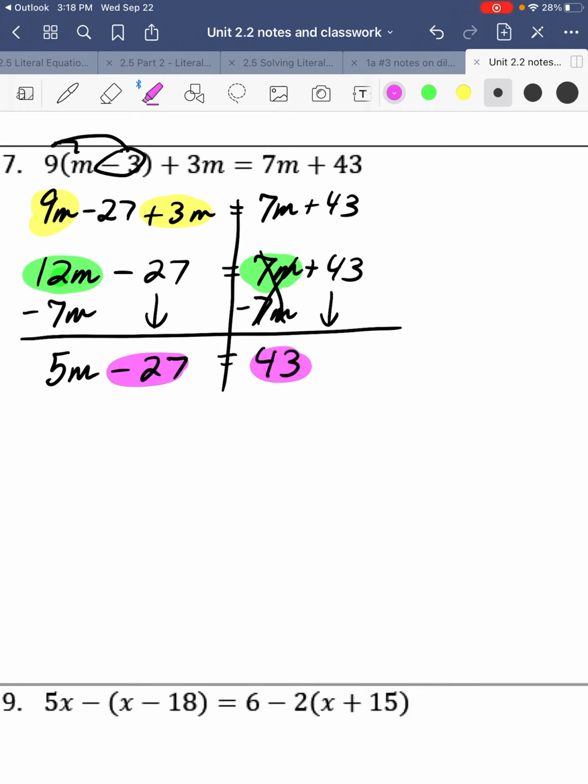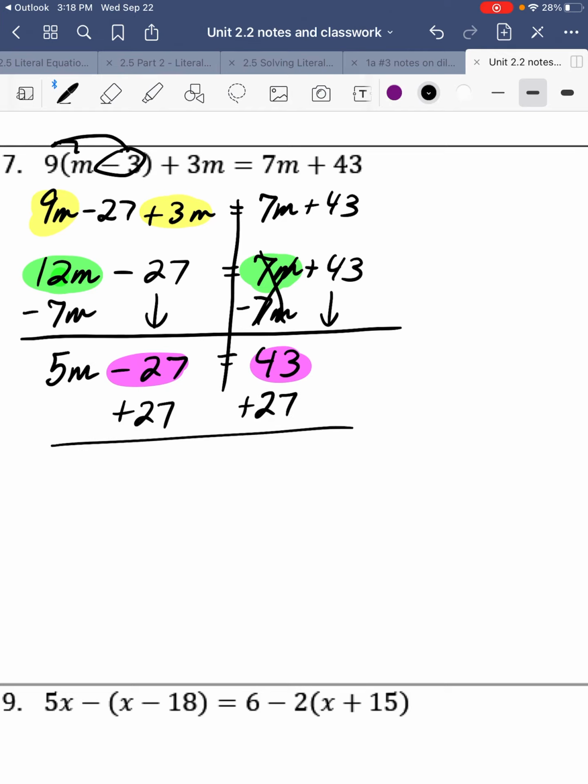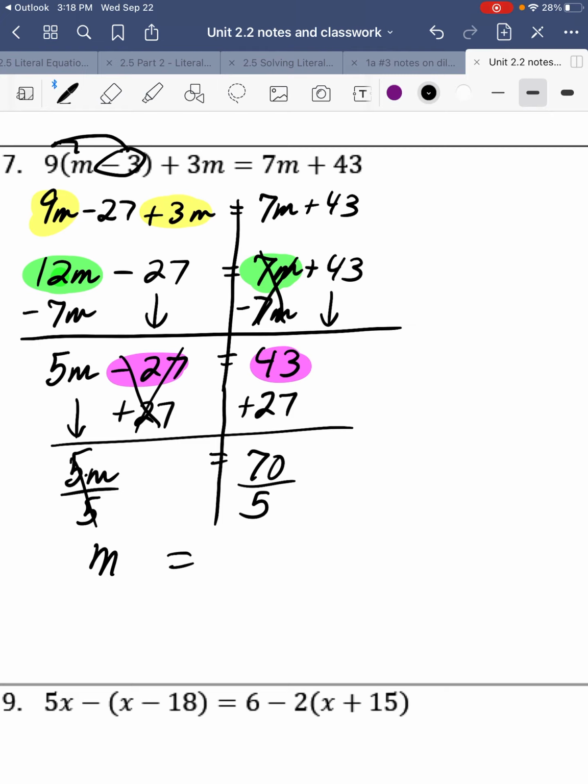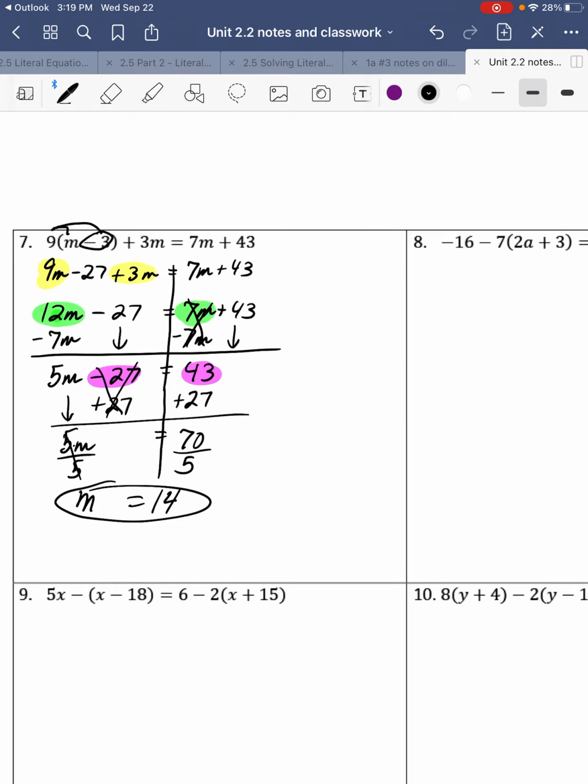-27 and 43 are like terms. Let's get those together. So add 27. The opposite of minus 27, or subtracting 27, is adding 27. 5m comes down. 43 plus 27 is 70. Ooh, that's getting to be a big number. It's 5 times m, divide by 5, divide by 5. And 70 divided by 5 is 14. Almost got me.